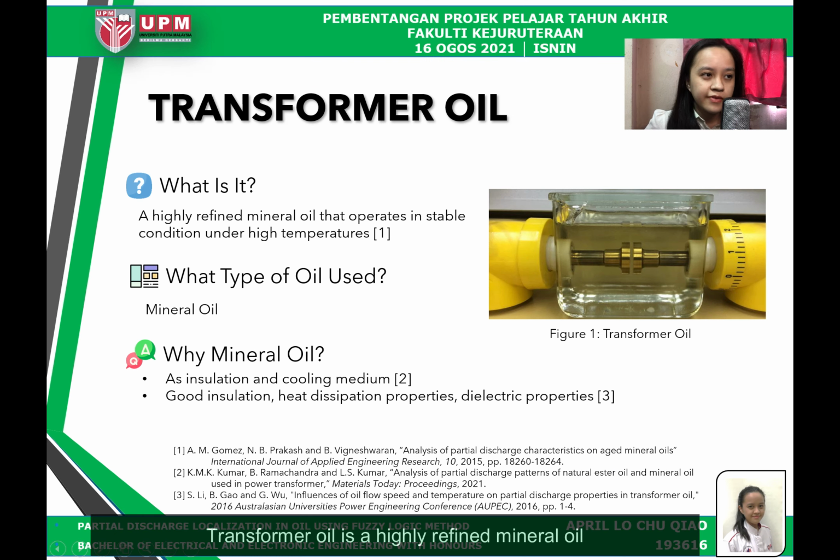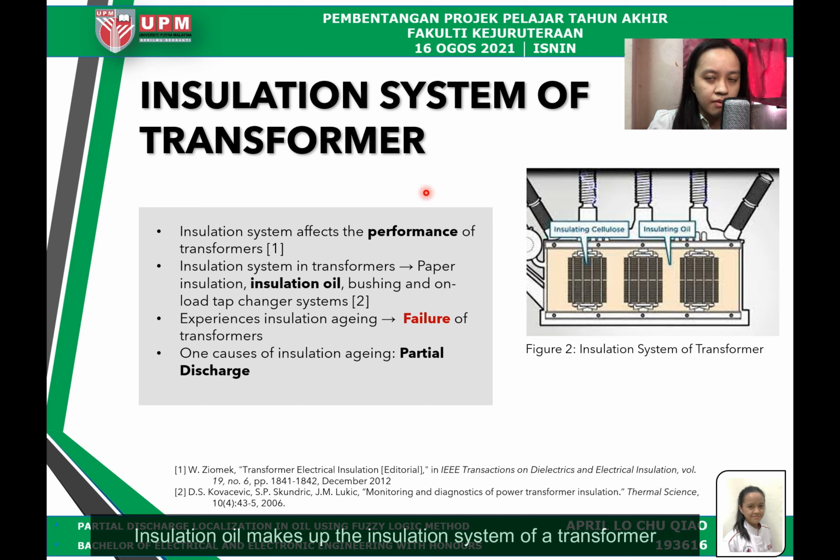To begin, transformer oil is a highly refined mineral oil that operates in stable condition under high temperatures. Normally, the type of oil used is mineral oil. Insulation oil makes up the insulation system of a transformer, which will affect the performance of transformers. Over time, the insulation system experiences insulation aging, which can lead to the failure of transformers. And one of the causes of insulation aging is partial discharge.